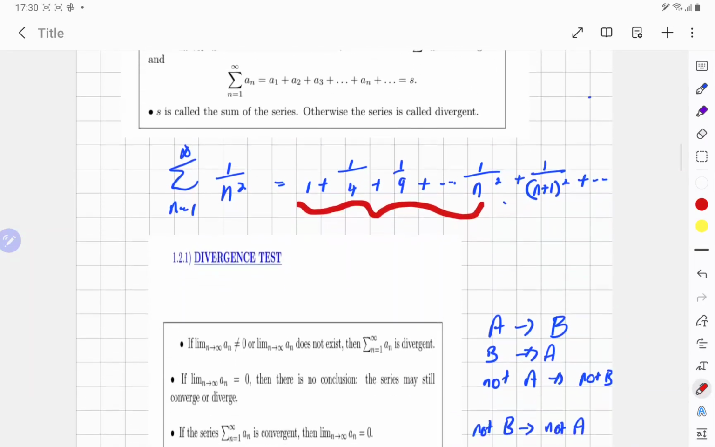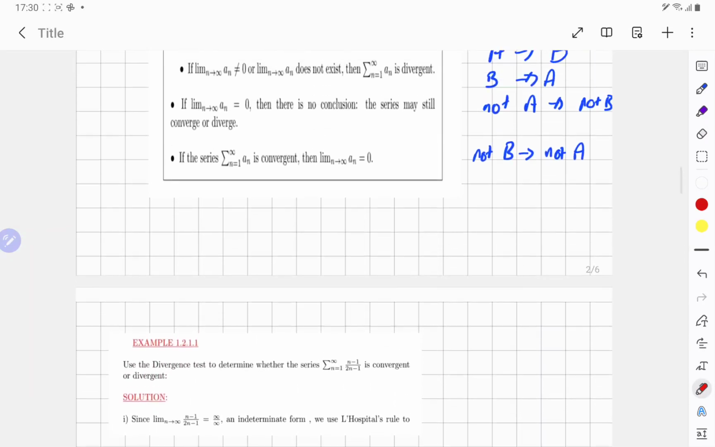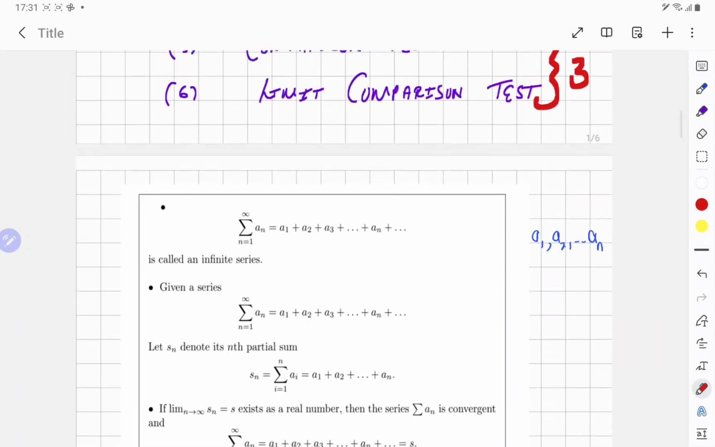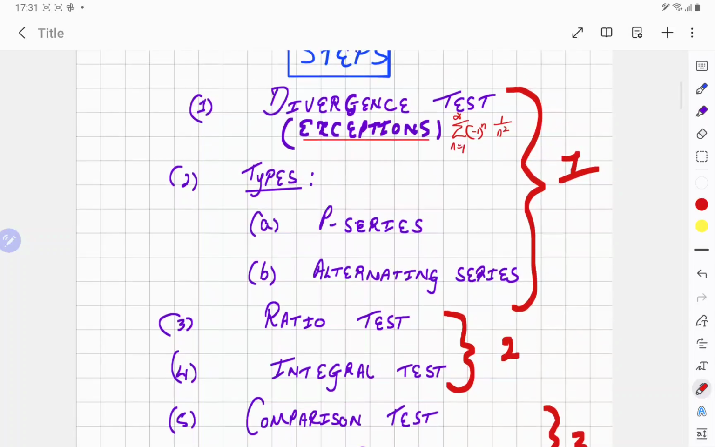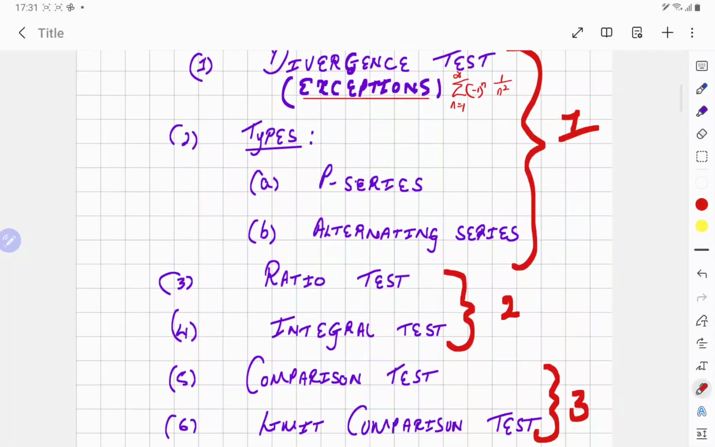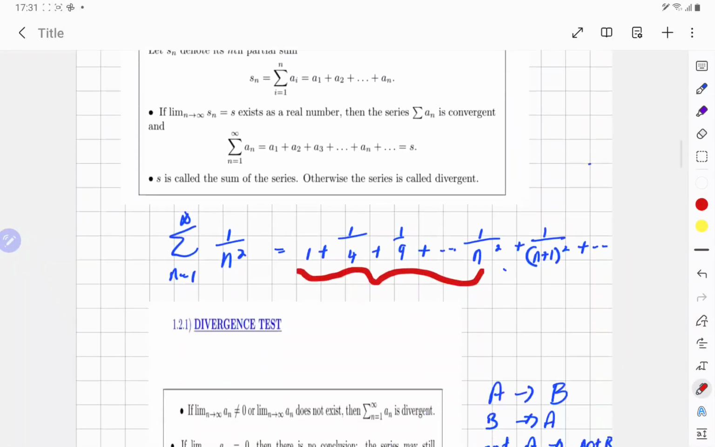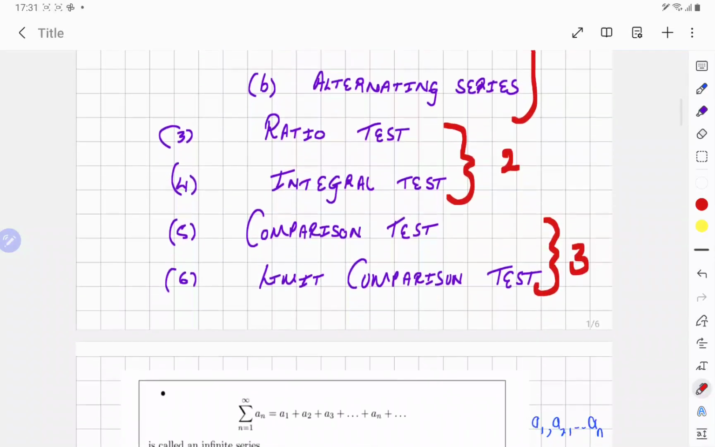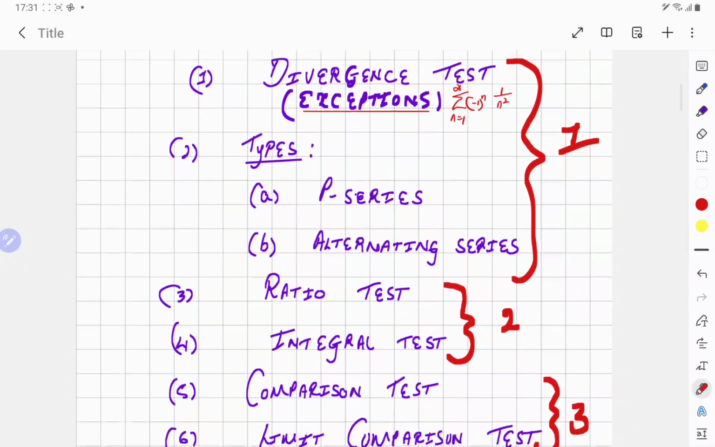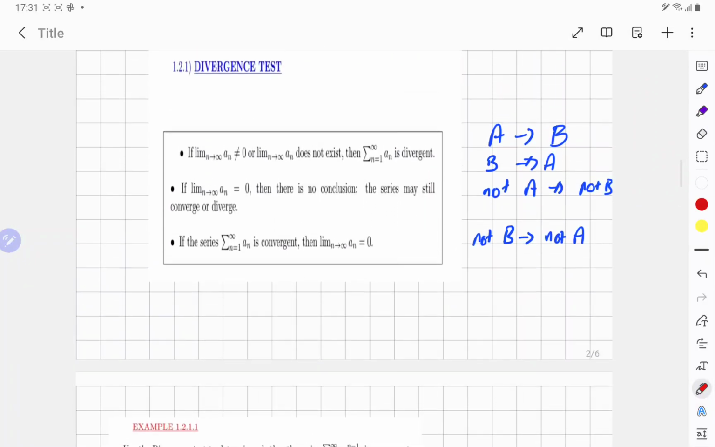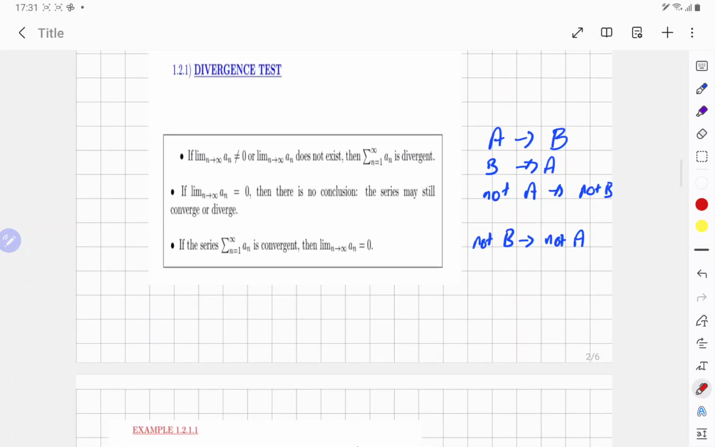So let's start with the divergence test. We're going to start with our first step. So just remember, I break it down in steps so that you can identify easier in the test and exam which test to use. So my order is not the same order as what you've done in class, but I strongly recommend that you do follow these steps when you're in the test and exam. So let's go over the divergence test.